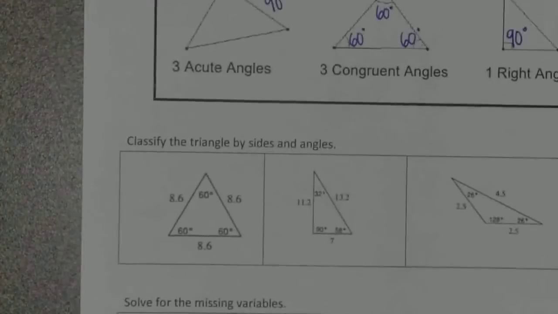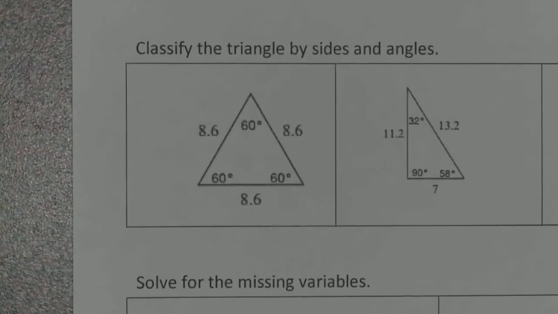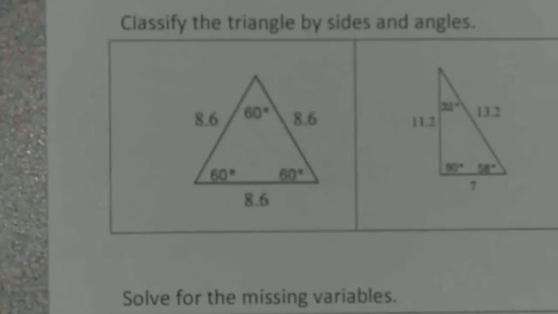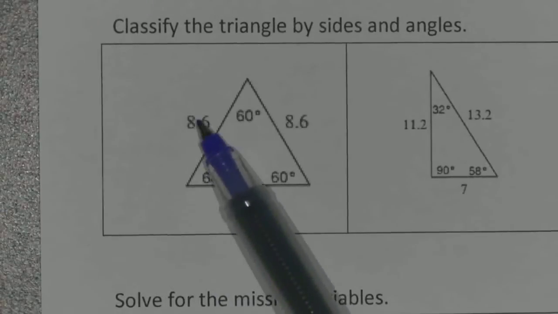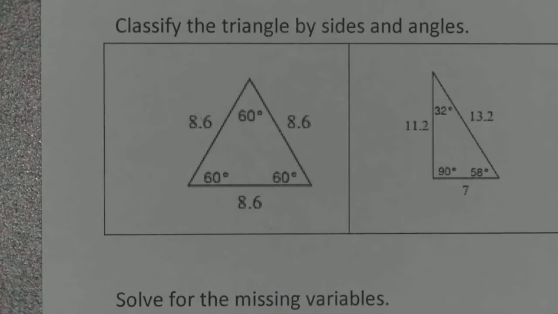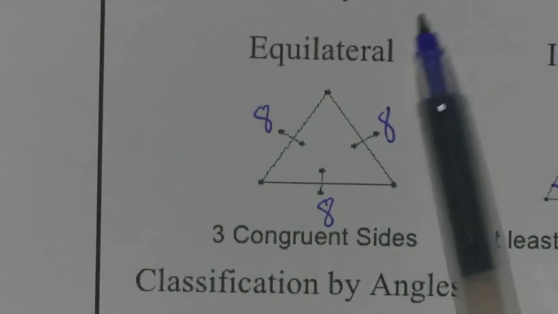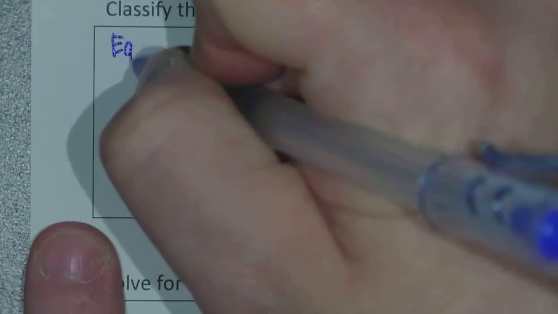So what we're going to do now is we're going to look at some triangles. We're going to decide how to classify them by their sides and by their angles. So we should be putting 2 different answers on each one of these. And then we're going to use some math to solve for missing parts. So looking at the sides, what do you know about the sides of that triangle? They're equal. So the name for a triangle with 3 congruent sides would be equilateral. So you're going to classify this triangle as an equilateral.